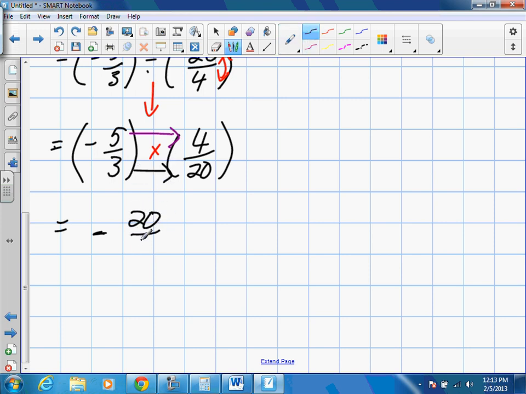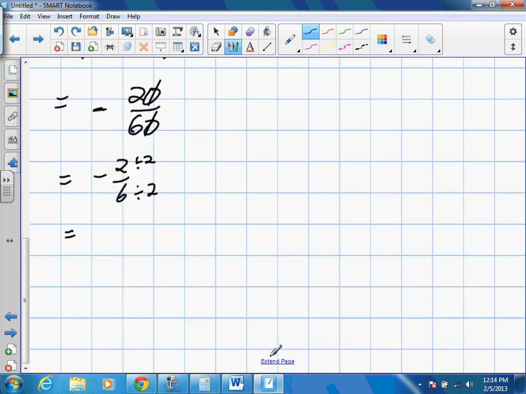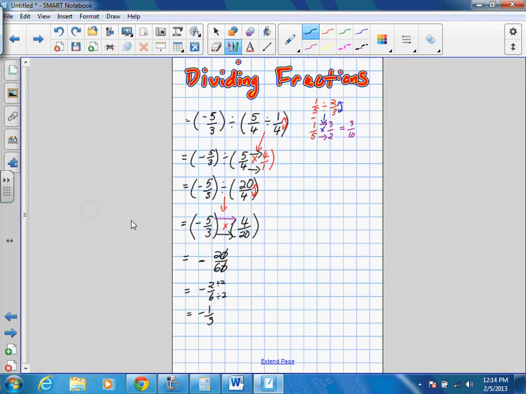Now I can reduce this fraction, okay? Because they're both multiples of 10, I can divide both by 10. So we're going to be left with 2 over 6, and remember it's still negative. I can then divide both terms by the number 2. Now, I didn't say to reduce the fractions in the question yet, but in your quiz tonight, it may ask you to reduce those fractions, so you should practice that tonight. When we reduce this, it becomes negative 1 over 3. Okay? So that's dividing fractions.